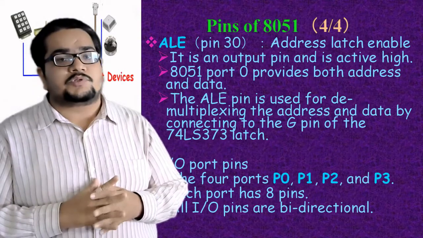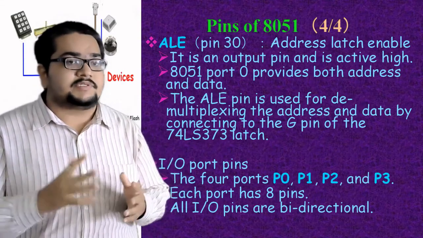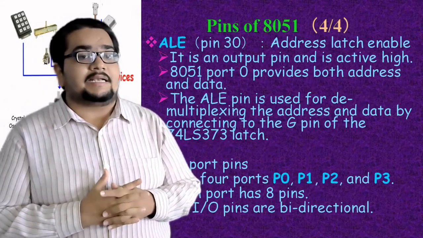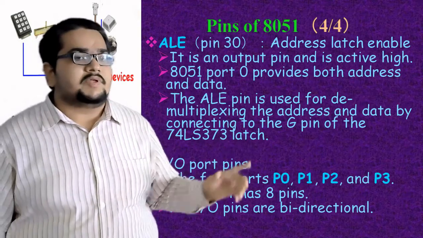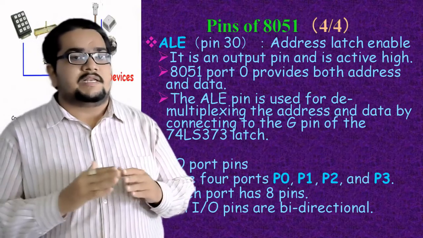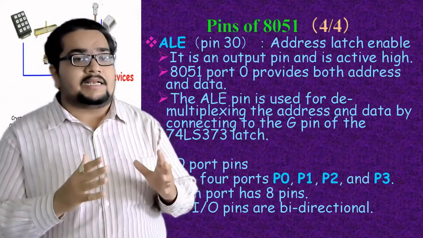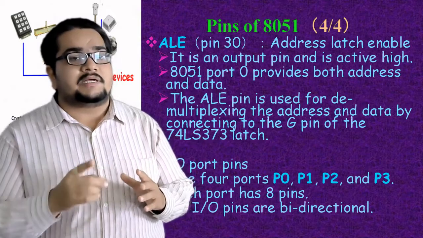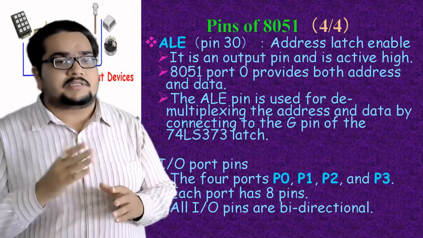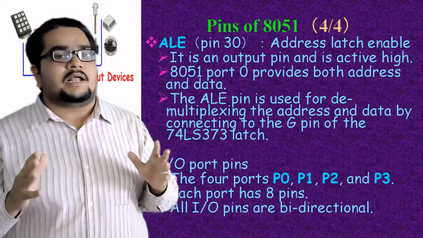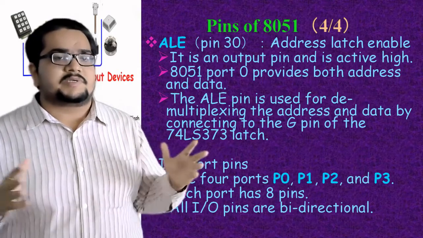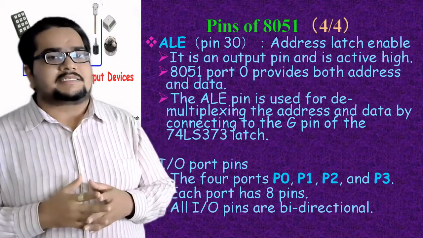8051 port 0 provides both the address and data lines. We have seen that in the pin diagram. So to demultiplex these address and data lines, the AD lines, this ALE pin will be used. We have seen earlier in the 8086 how the ALE pin was used. Whenever the ALE pin is high, the AD lines will be carrying the address. That will make the corresponding internal latch, which stores the address, be enabled, so that the address is stored throughout the machine cycle and the address of the data communication is not lost. One machine cycle indicates one write cycle or one read cycle.